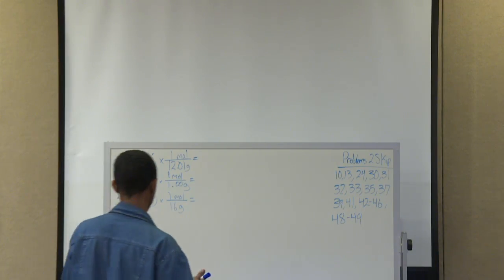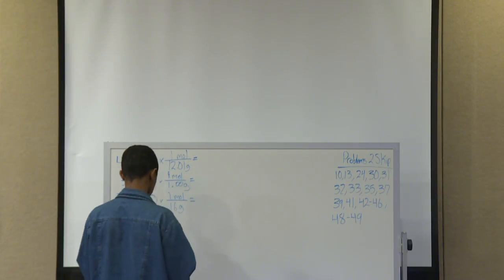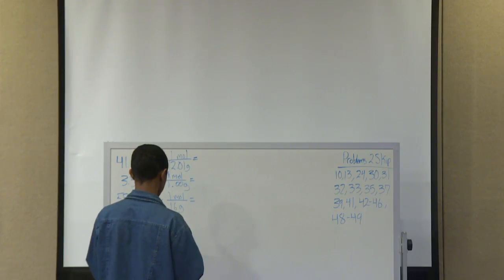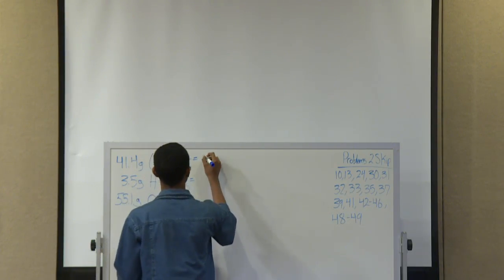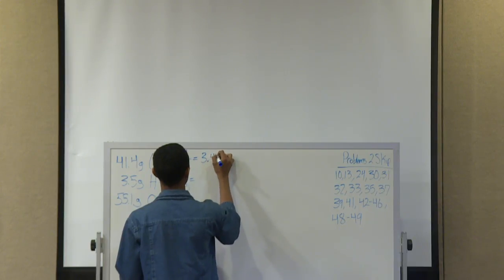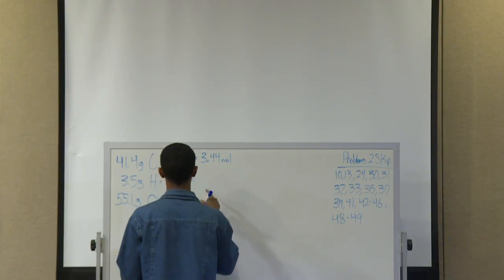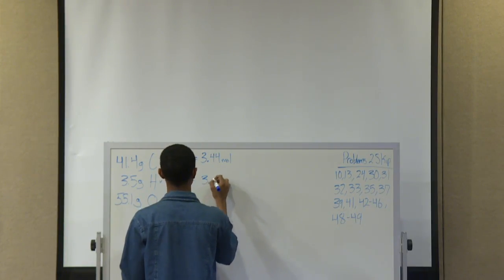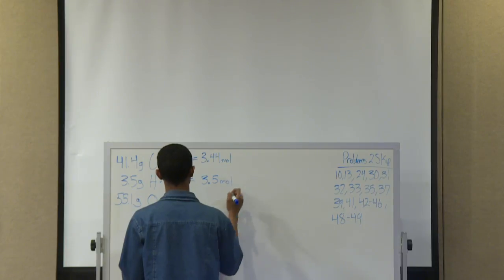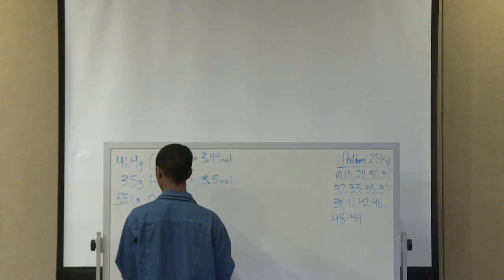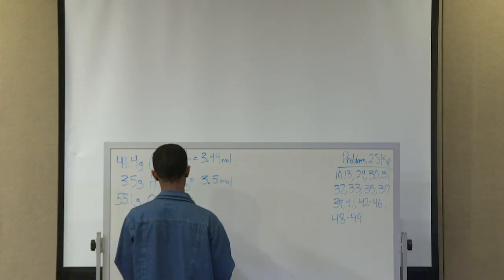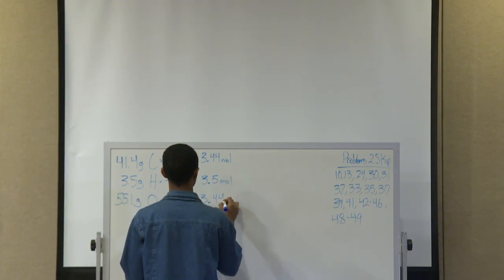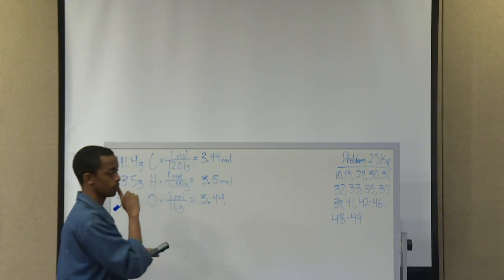For carbon, we're going to do 41.4 divided by 12.01. You can come up with 3.44 moles. For hydrogen, we just assume it's 3.5 moles. And for oxygen, 55.1 divided by 16. It's also 3.44 moles. Okay? Cool?